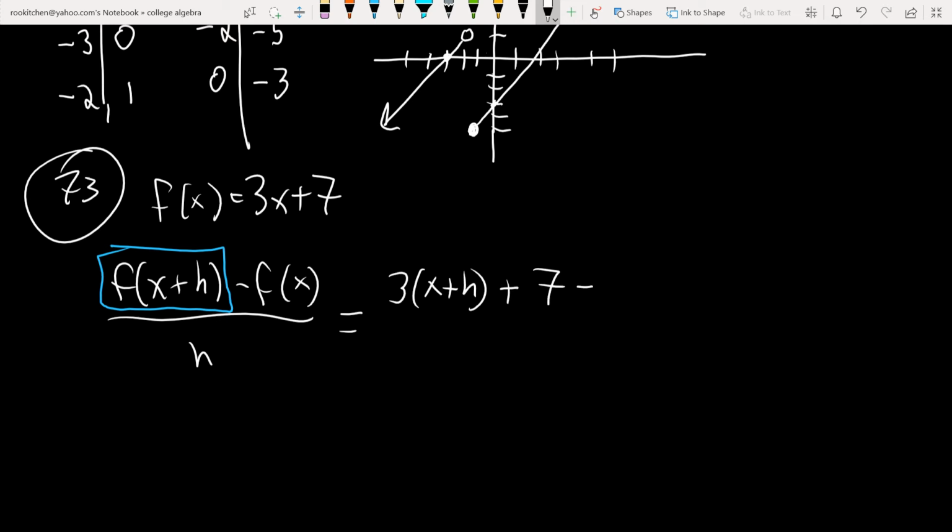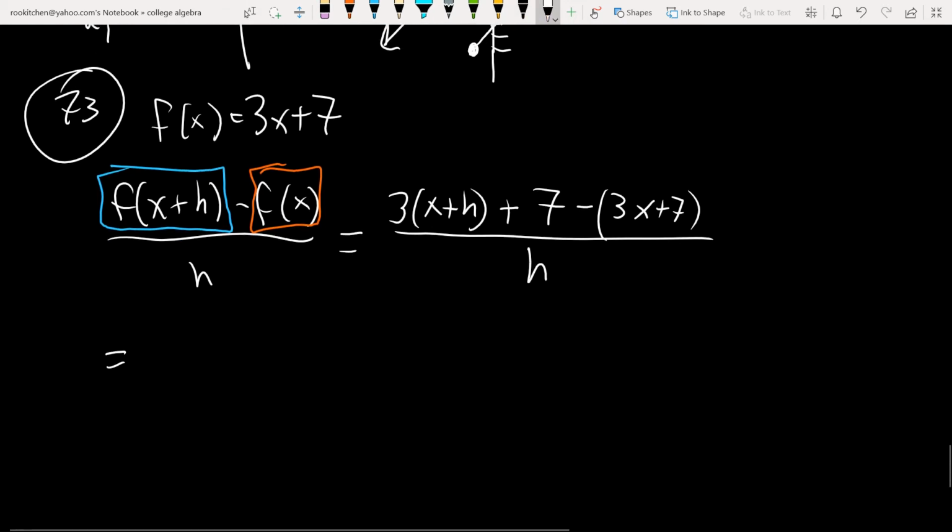Okay. Then it's minus this other thing, let's box it in red. So minus all of f of x. So you have to put that in parentheses as well. So all of f of x is 3x plus 7. And then it's all over h. Okay, and then your goal is to just simplify the heck out of it, hopefully get rid of the fraction. So what do we get?